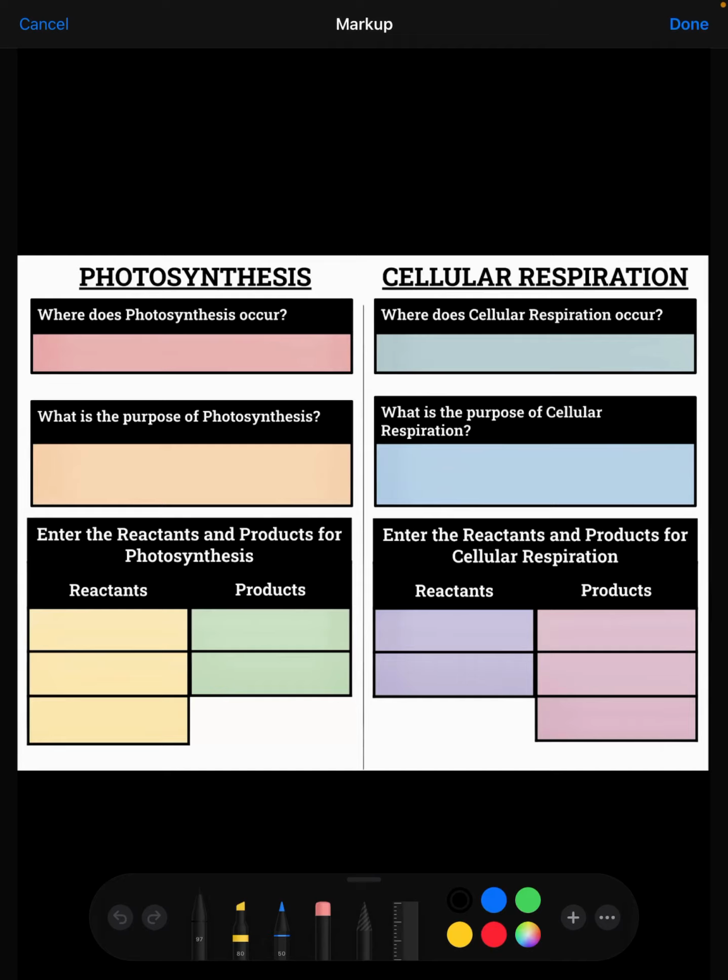The purpose of this activity is to compare and contrast the differences and similarities of photosynthesis and cellular respiration. So to begin, plant cells are the type of cells that go through photosynthesis. Photosynthesis itself occurs in which organelle? The chloroplast.